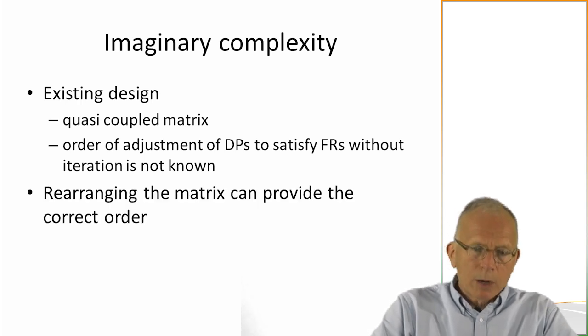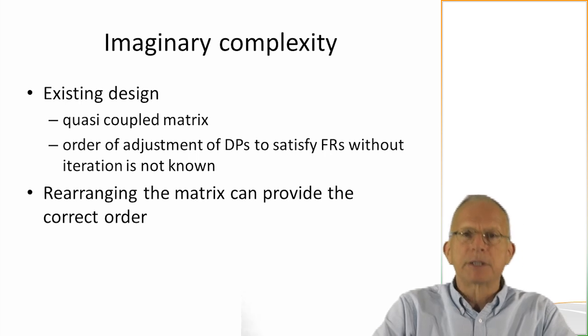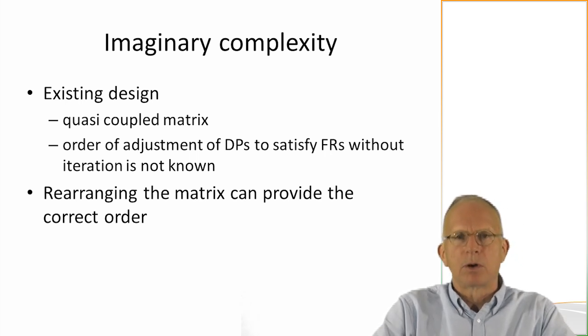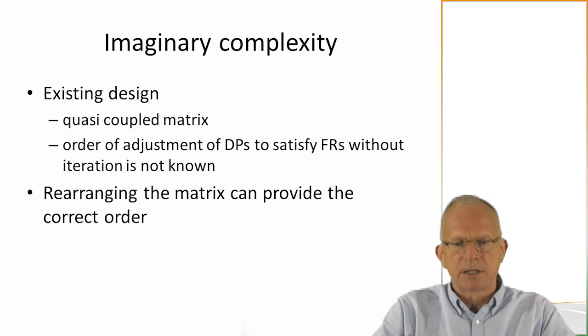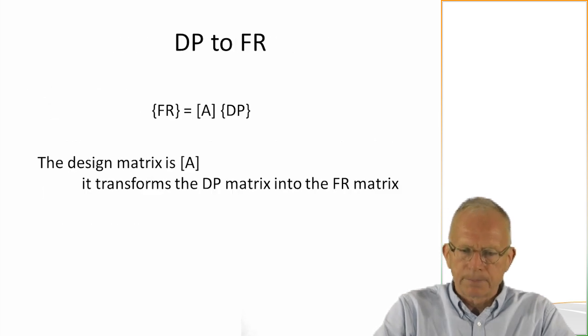So if we rearrange the matrix, though, we may be able to see the correct order, and there may be an order for adjusting the DPs so that we don't have to iterate on the FRs. And so in this case, we have what's called imaginary complexity until we can find out the right order.